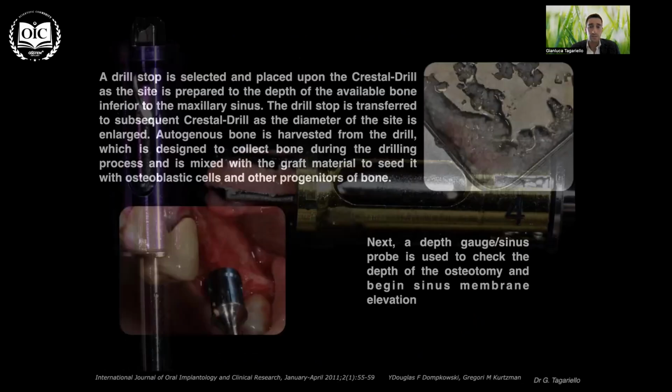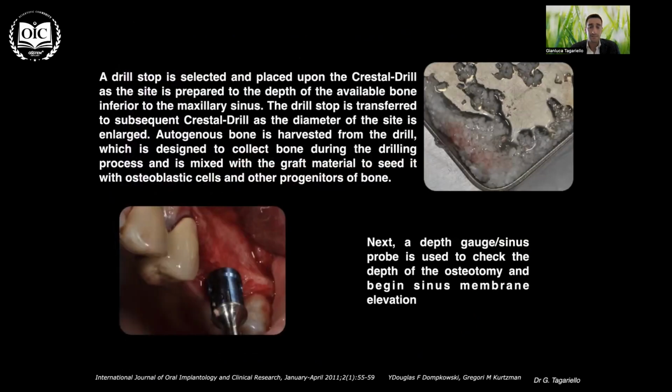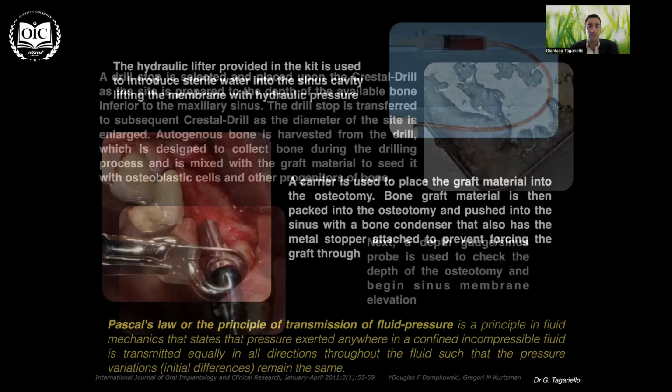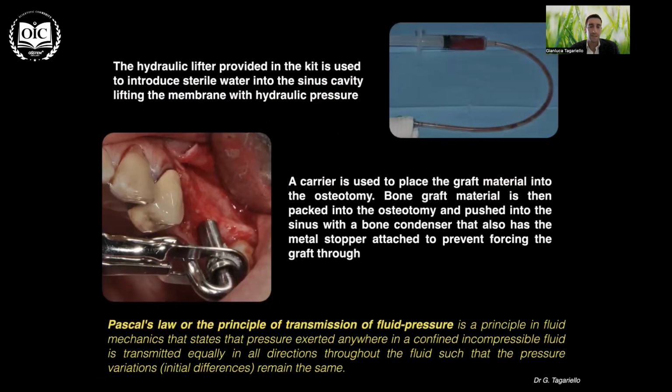I can use this bone and mix it with the graft, so everything can be pushed inside the sinus. But before this, we have to detach the membrane from the base of the sinus. And detaching is performed with the use of saline solution using this kind of syringe.